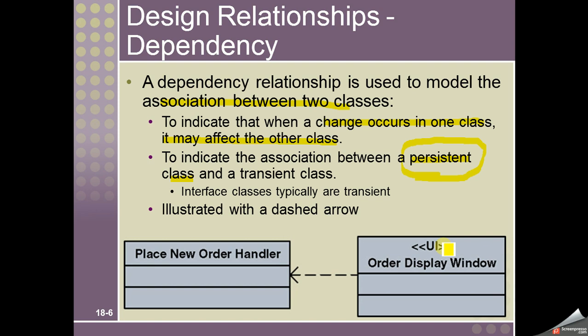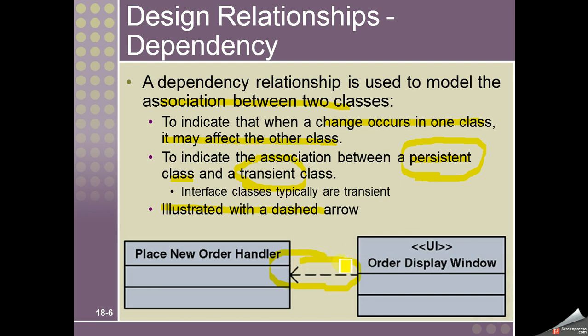However, a user interface class is a transient class. When you close the system, this class will stop existing. It does not exist when you close the system. So user interface classes are transient classes. The classes which are related with read and write operations, which are writing the data in the database, are persistent classes. It is illustrated with a dashed arrow, like here, this class depends on this class.